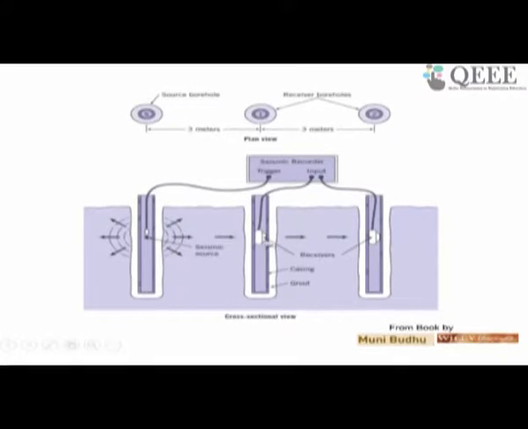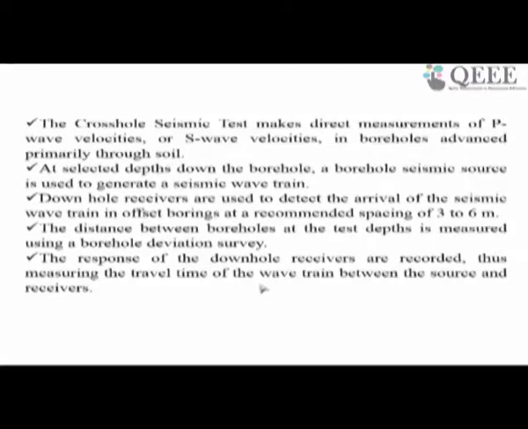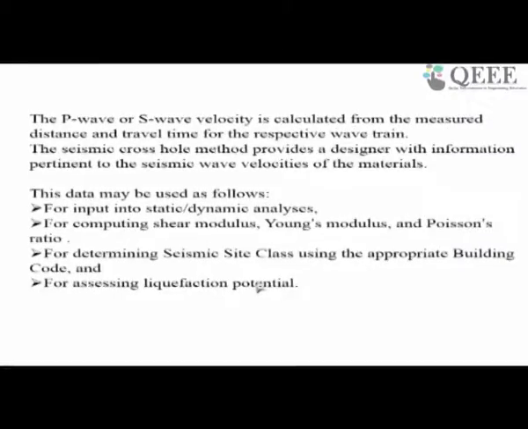Now the response of the downhole receivers is recorded, thus measuring the travel time of the wave train between the source and the receiver. So the P and S wave velocities are calculated from the measured distance and the travel time for the respective wave train. So you have the fixed distance which the wave actually travels.